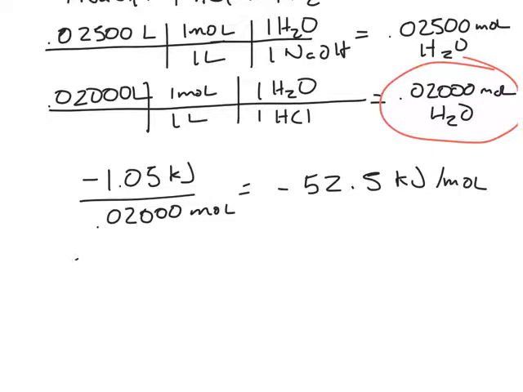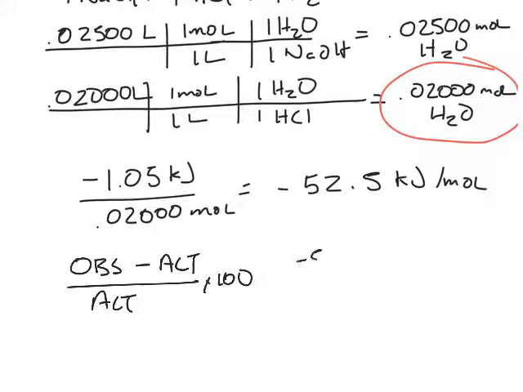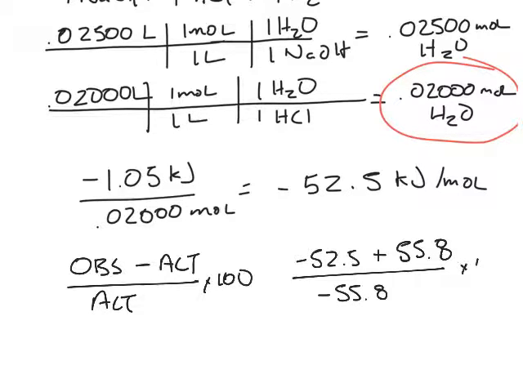Percent error is your observed minus your actual over your actual times 100%. So negative 52.5 minus a negative 55.8, all of that over negative 55.8 times 100 gives me negative 5.9% error. And that is the last step in your calculation.